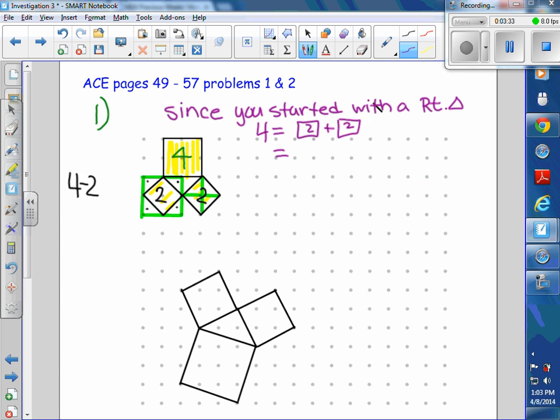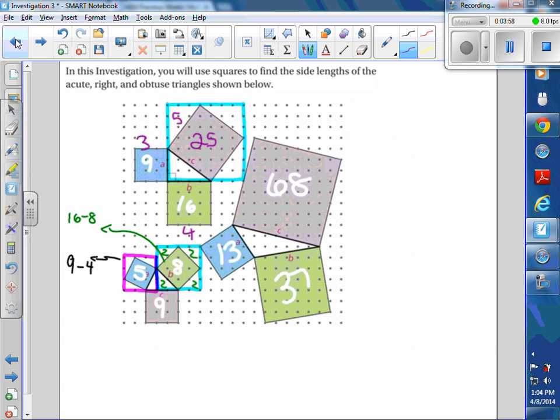So was there a part B to that one? Yeah. What's part B? Use areas from part A to show that the squares on the sides of this triangle satisfy the Pythagorean Theorem. Okay, so that might have been a little bit more confusing. Okay, so I want you to look back at yesterday, and I'm going to explain that.